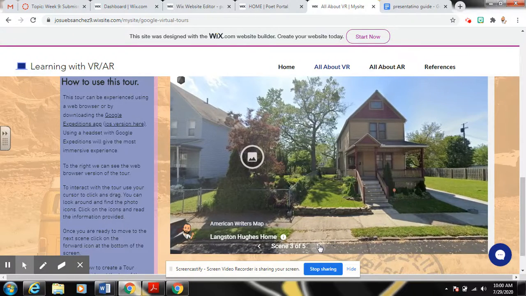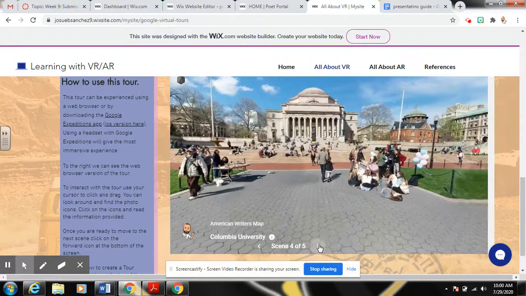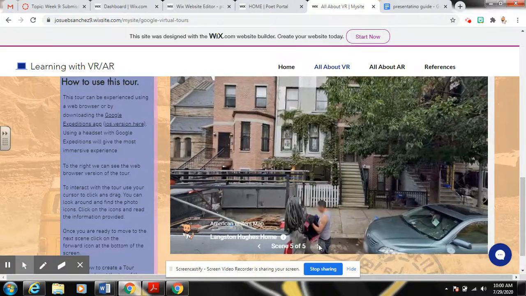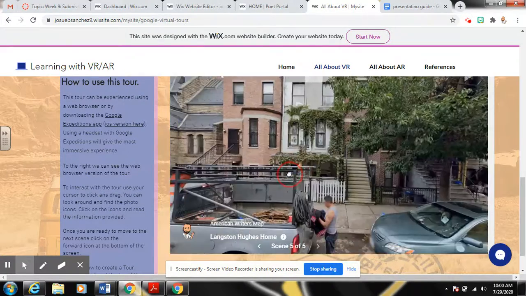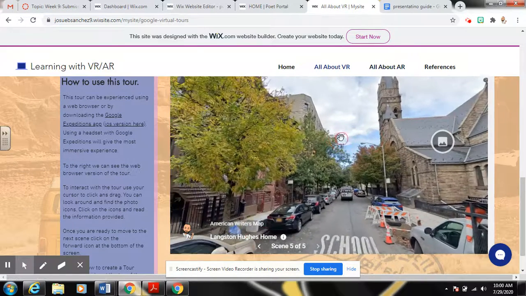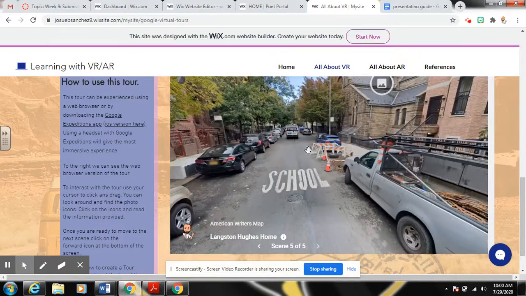We go to his house when he was in high school. We look at Columbia University, and with each scene, there is a different poem. So this would be a great way for me to introduce the poetry and also introduce a little bit about the places where he lived.